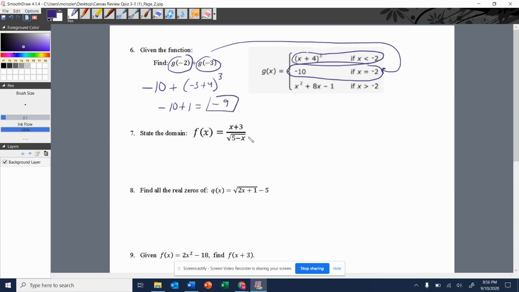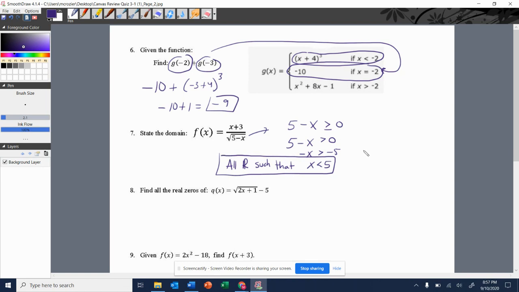Number 7, the domain. Well, we have two restrictions here. First restriction is a radical must be greater than or equal to 0. However, the radical is in the denominator, so it can't be 0. So now we have this inequality to solve. Subtract over the 5 is -5. Divide by -1 means we reverse the sign. And the correct answer would be all real numbers such that x is greater than 5.